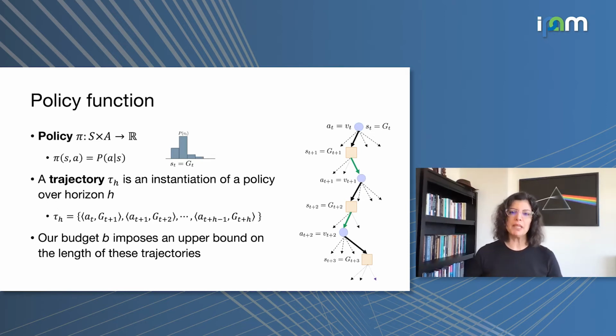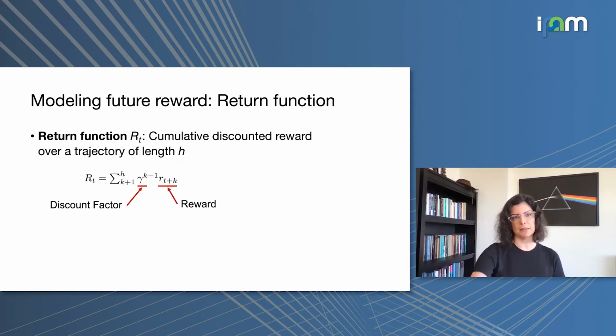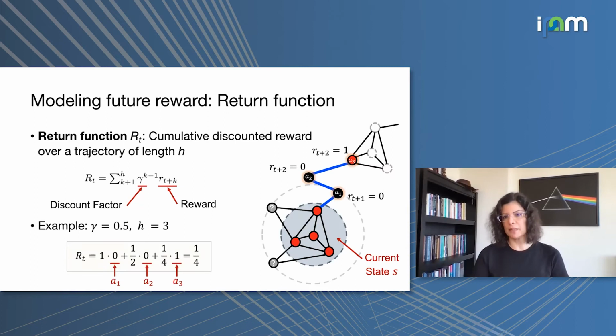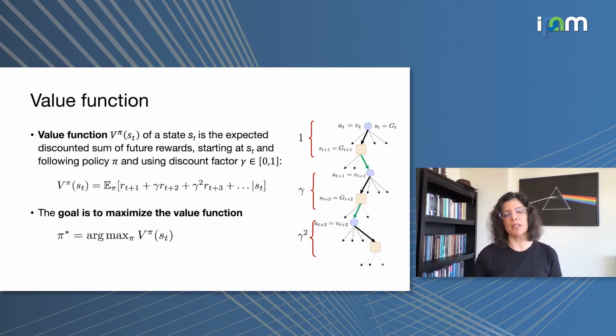And of course, you have a budget B in terms of how long your horizons can be, how many questions you can ask. And so in terms of modeling the future reward, it's just a cumulative discounted reward over the length of your trajectory, which you all know, and no problem there. This is a simple example of it in terms of growing this graph and looking for nodes of a particular type. And of course, we have a value function. This value function takes a state and returns the expected discounted sum of the future rewards. And the goal is to maximize the value function, so find the policy that will maximize the value function.